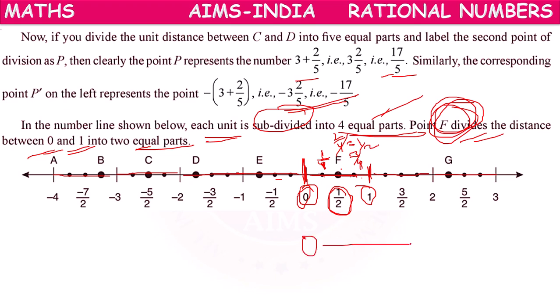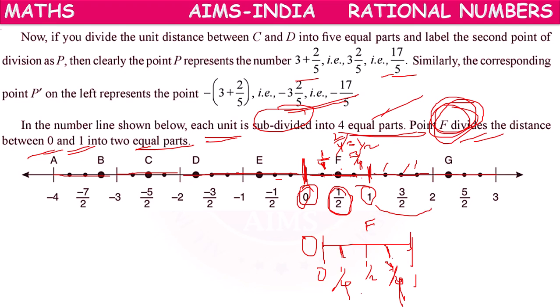Means we have 3 points, 1, 2, 3, between 0 and 1. Here, this point is F, which stands for 1 by 2. This point will stand for 1 by 4. This point will stand for 3 by 4. Because this is the first part out of 4 parts, 1 by 4. Third part out of 4 parts, 3 by 4. So between any two values, these 3 points represent the same.